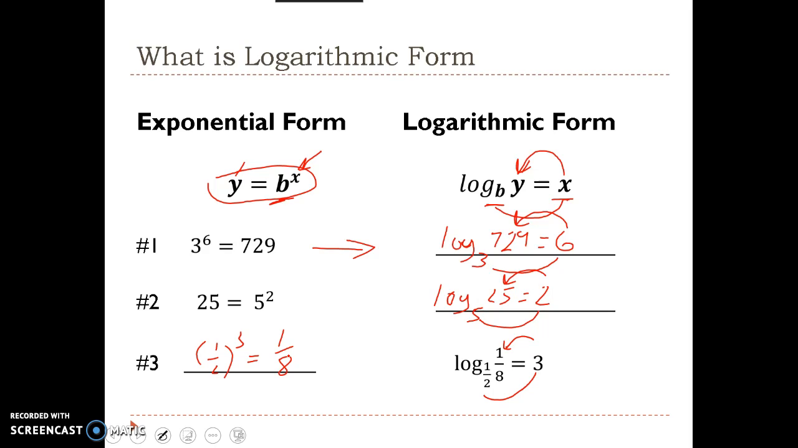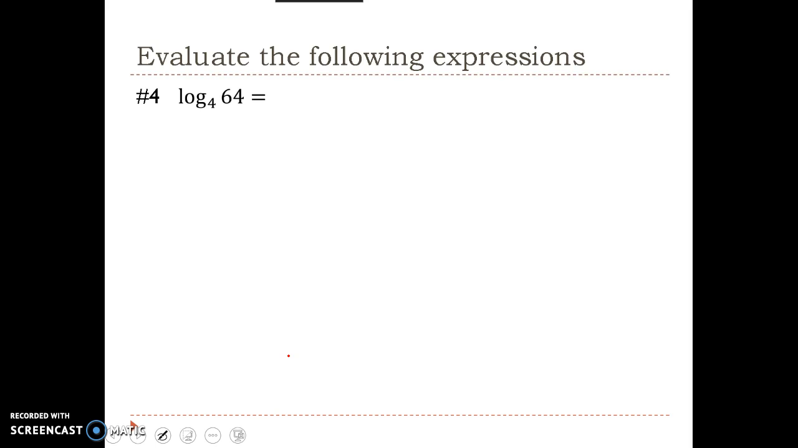We're going to do more practice like that on our homework, but let's see if we can evaluate some of these logarithms. What is the log base 4 of 64? Well, you could put an x here. That's what we're looking for. We could rewrite this in exponential form as 4 to the x power equals 64.